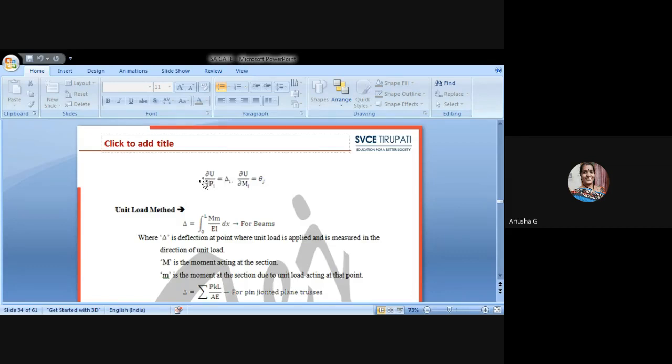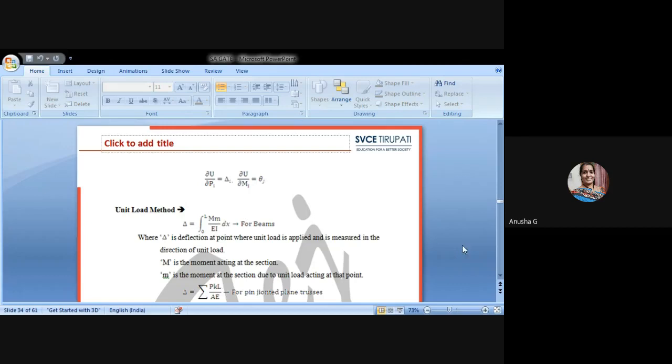Here, dou U by dou P equals delta is the first equation, and dou U by dou M equals theta is the second equation. These are Castigliano's theorem 1 and Castigliano's theorem 2. According to these theorems, we again have to go for the unit load method. Here in this unit load method, we are considering the moment equation, the strain energy due to moment: delta equals integral 0 to L of M into small m by EI dx for beams. Capital M is the moment acting on the section, and small m is the moment due to the unit load. We are assuming a unit load of 1 kilonewton.